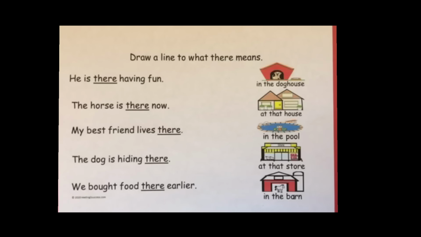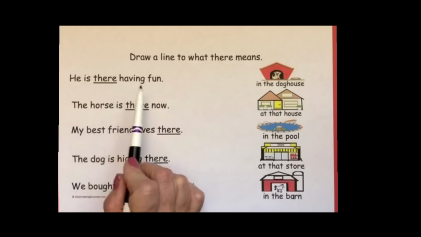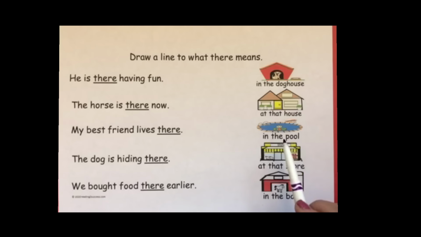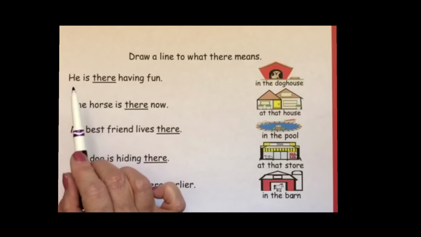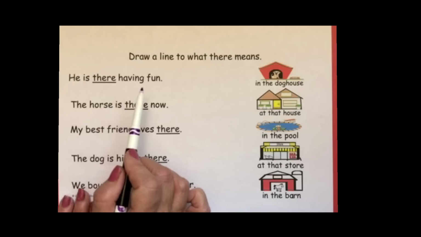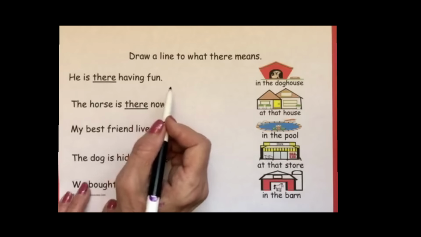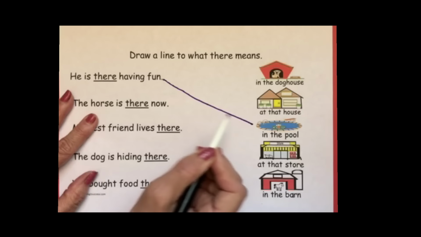In this activity, we want kids to draw a line to what the word there in the sentence means. Let's start with the very first one. He is there having fun. It looks like this boy is having fun. Let's see if in the pool would fit in where there is. He is in the pool having fun. That sounds like it works. So that's what there stands for, in the pool.